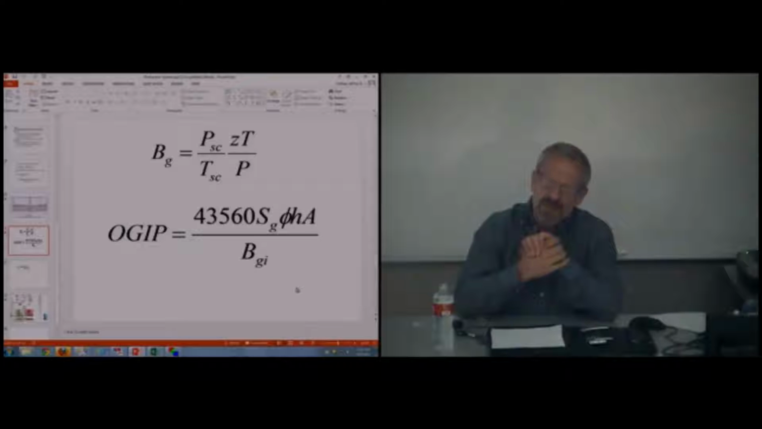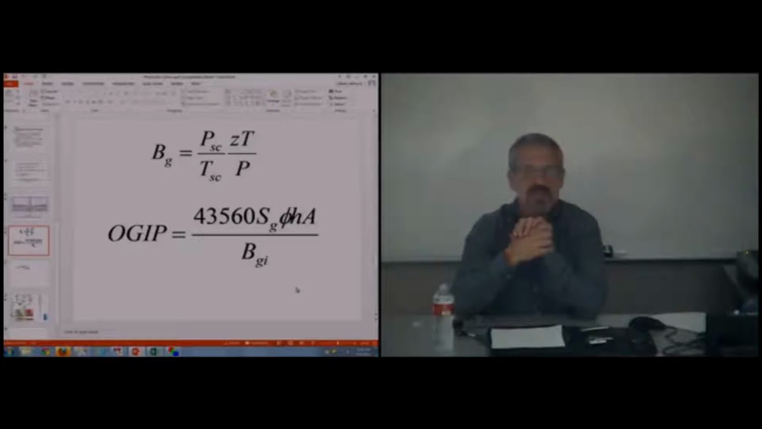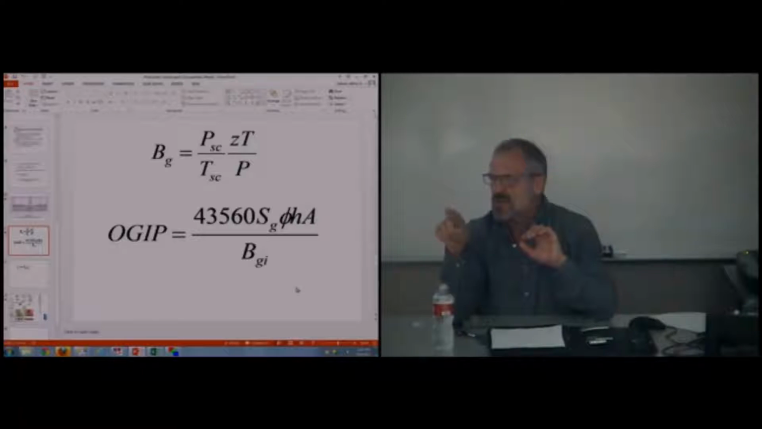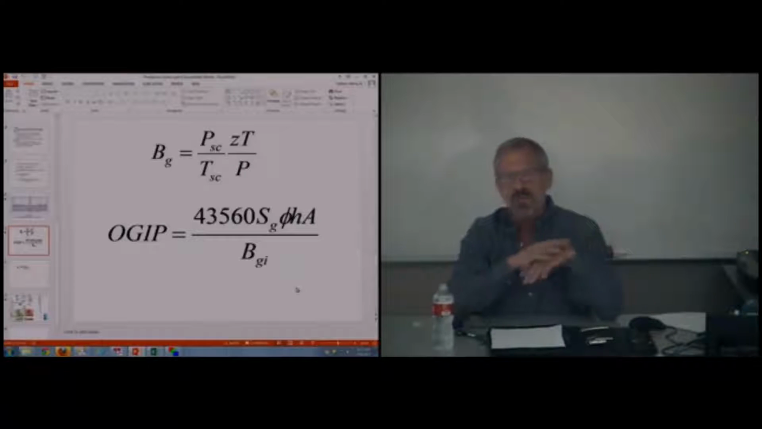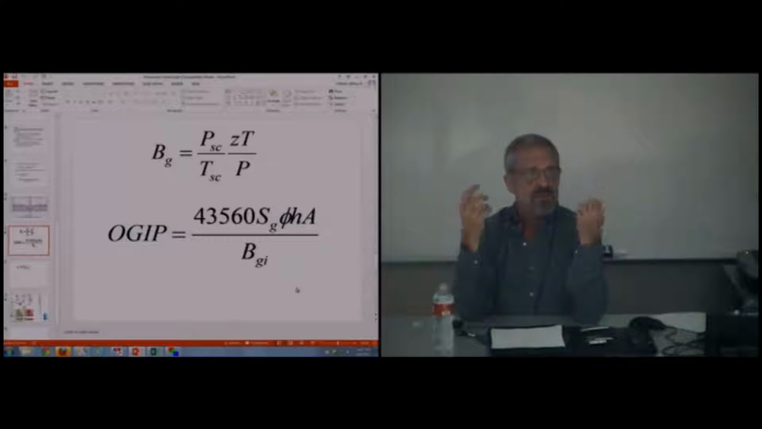Now, this is going to give me the original gas in place in what units? SCF, standard cubic feet. And the reason it's in standard cubic feet is you look up above, B sub G is pressure at standard conditions and temperature at standard conditions. This textbook likes to use 14.65. Most of the U.S. custody transfers currently use 14.73. Other countries use 1 atmosphere, which is, I think, 14.69, okay?